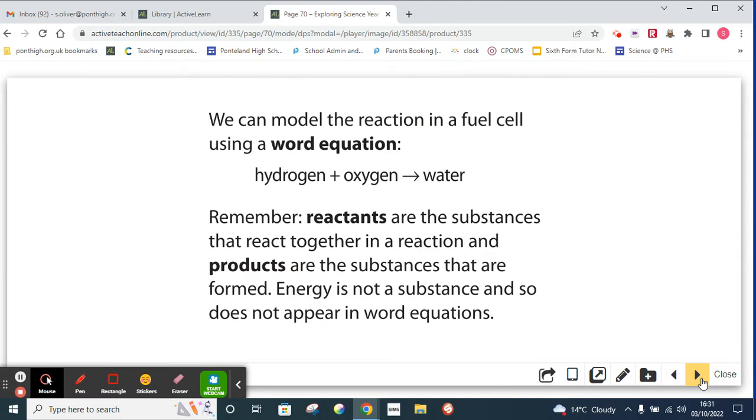We can use this reaction of the hydrogen fuel cell in our bus to produce a word equation, and there it is. Hydrogen plus oxygen makes water. Hydrogen and oxygen are your reactants, they're the chemicals you start with, they go on the left-hand side. Water's the product, it's the chemical you end up with, and that goes on the right-hand side. The word energy doesn't appear because it is not a chemical.